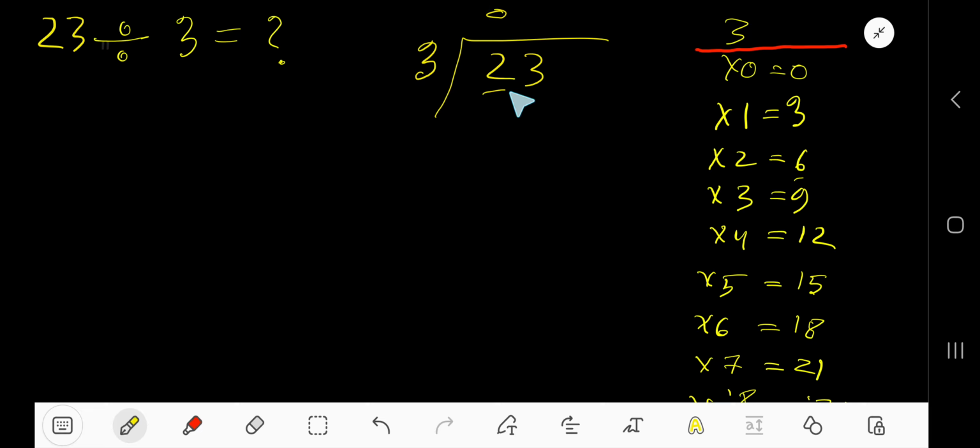0 times, as our current dividend 2 is less than the divisor 3. So 0 times 3 gives you 0. Subtract, and you are getting 2. Bring down this 3. 3 goes into 23 how many times?